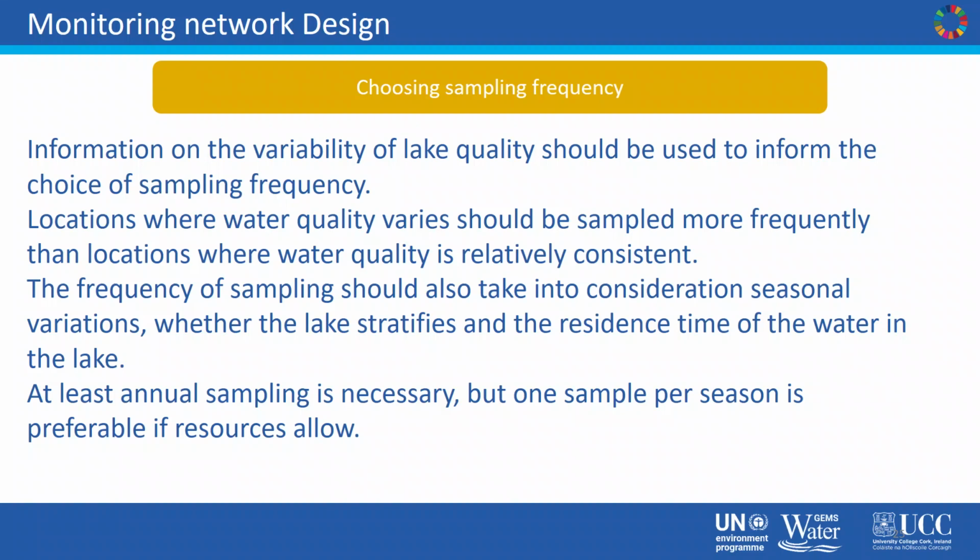When looking at lakes, again, information on the variability of lake water quality should be used to inform the sampling frequency. So locations where water quality varies should be sampled, again, more frequently than where it's relatively consistent. Seasonal variations should be taken into account, and whether the lake stratifies, and also the residence time of water in the lake is important. Does the water sit in the lake for a long period, or is there a constant flow through the lake?